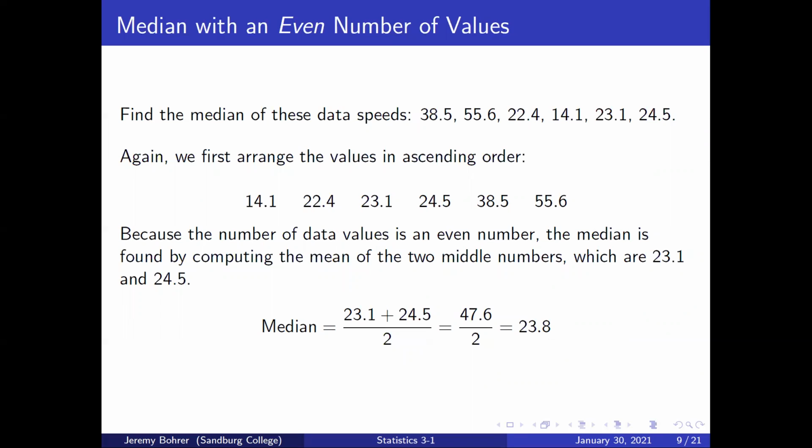Find the median of these data speeds: 38.5, 55.6, 22.4, 14.1, 23.1, and 24.5. Again, we first arrange the values in ascending order. And then because the number of data values is an even number, the median is found by computing the mean of the two middle numbers, which are 23.1 and 24.5. So the median is 23.1 plus 24.5 divided by 2, which is 47.6 divided by 2, which is equal to 23.8.